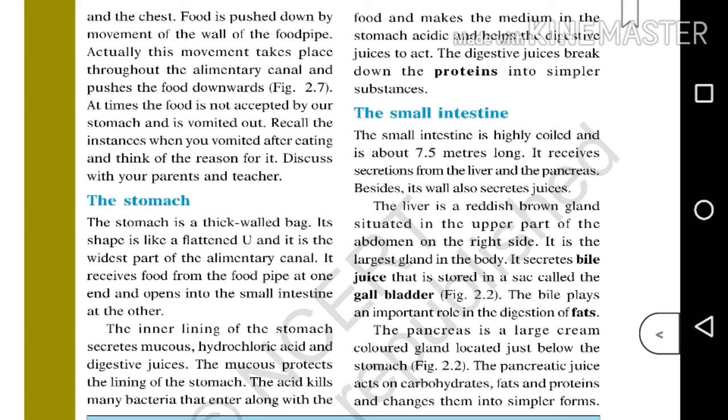A question can be asked like this. The functions of mucus, hydrochloric acid and digestive juices. Mucus will protect the stomach lining. Hydrochloric acid will kill the bacteria and help the process of digestion to take place. And the digestive juices will break the proteins into simpler substances.